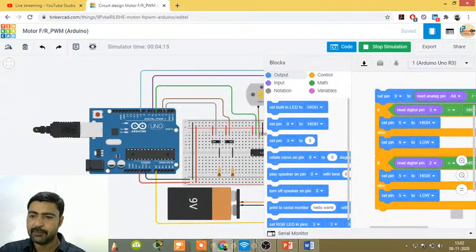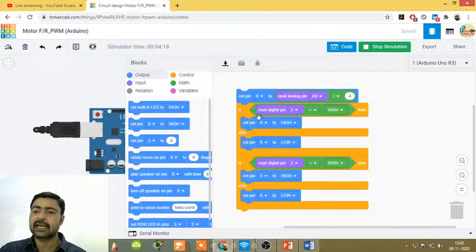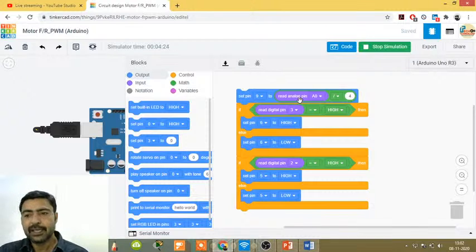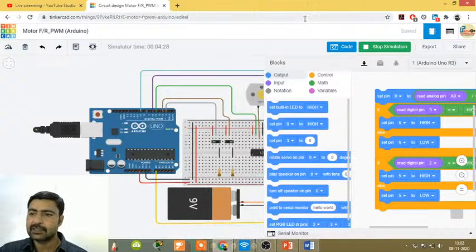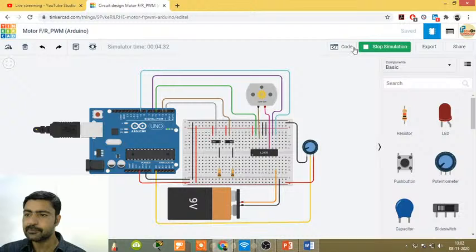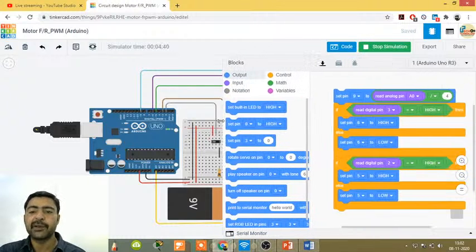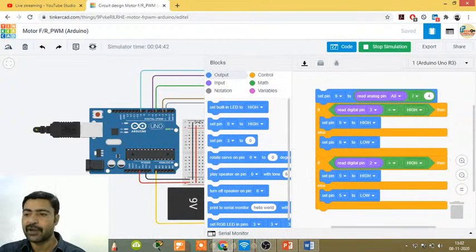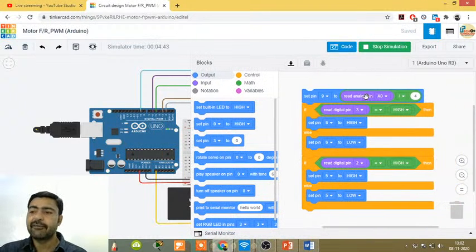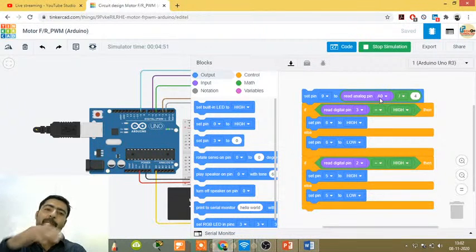As you're seeing in the program, we have added one extra condition, which is analog. So what we are doing is setting pin 9, which is the output pin of Arduino, and we are reading the value of the analog sensor from A0, and whatever the value is, it will be written on pin number 9.